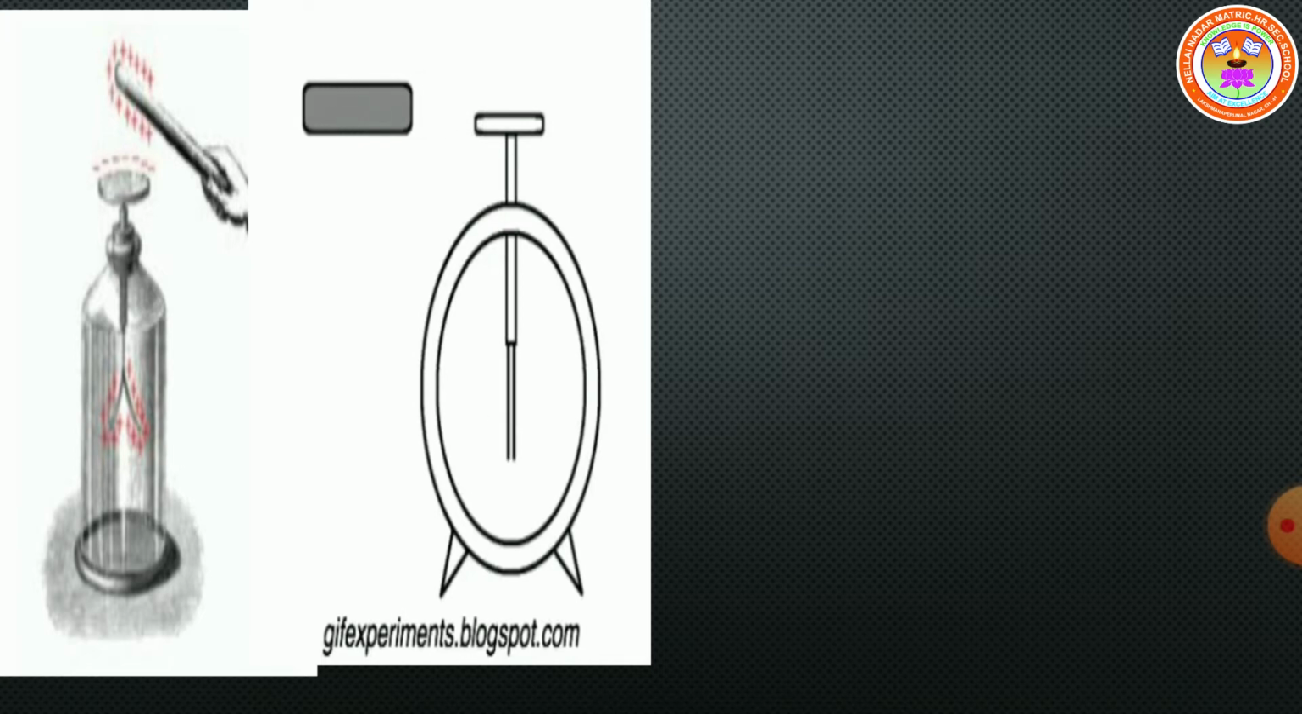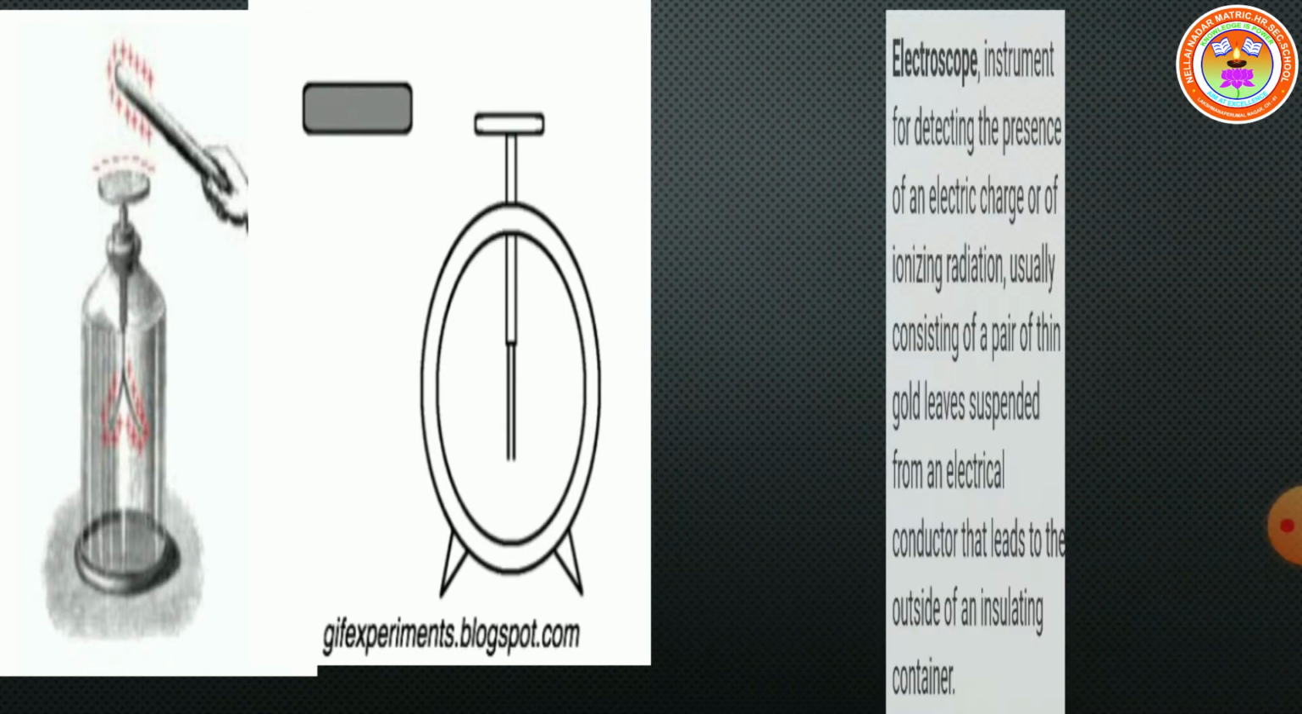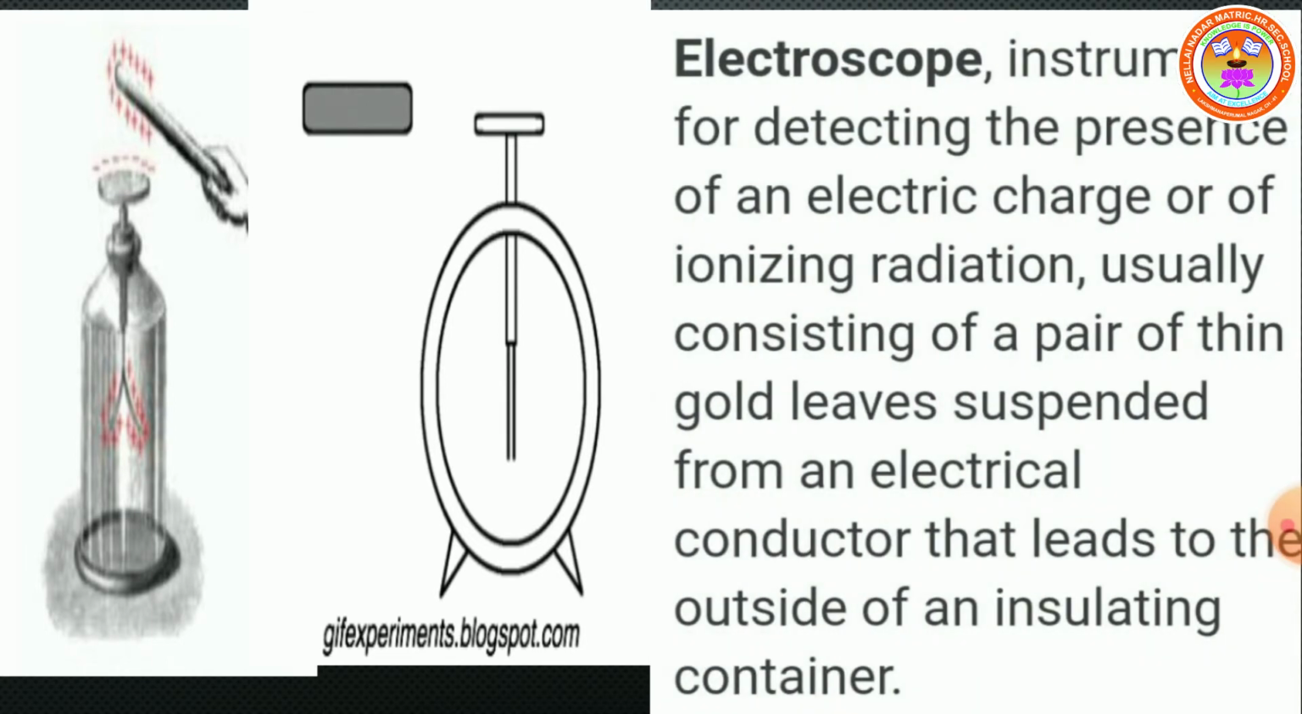The working of the electroscope. An electroscope is an instrument for detecting the presence of an electric charge or of ionizing radiation, usually consisting of a pair of thin gold leaves suspended from an electrical conductor, such as copper or aluminium. Here, gold and silver. That leads to the outside of an insulating container.